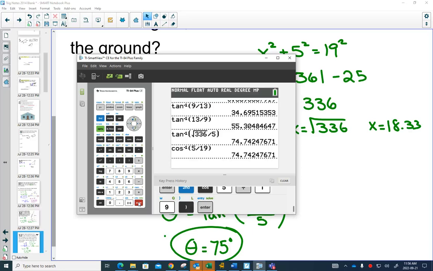What do we learn tomorrow? Using tangents to calculate lengths.